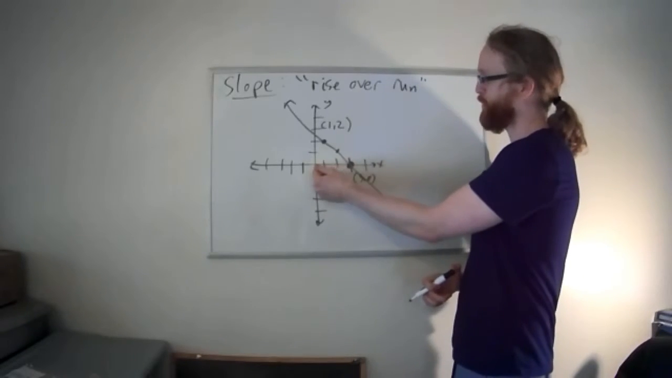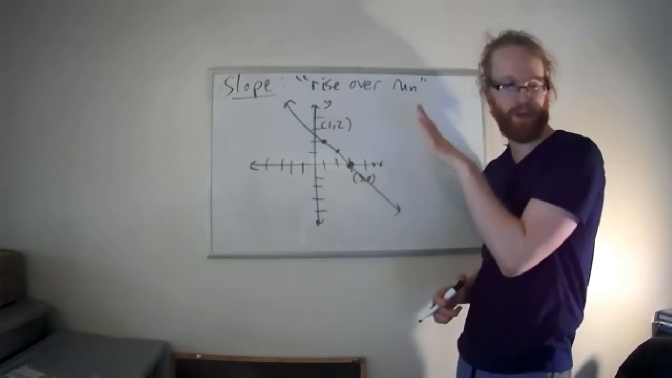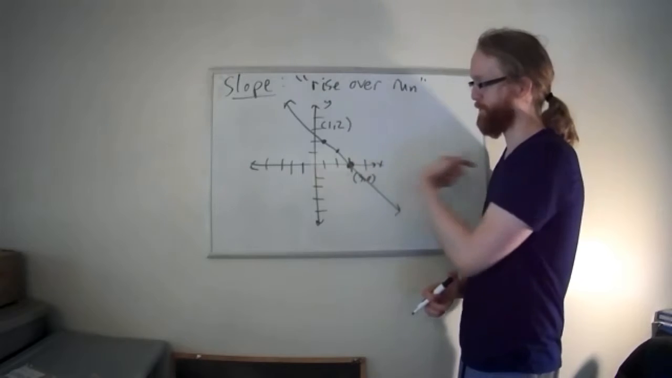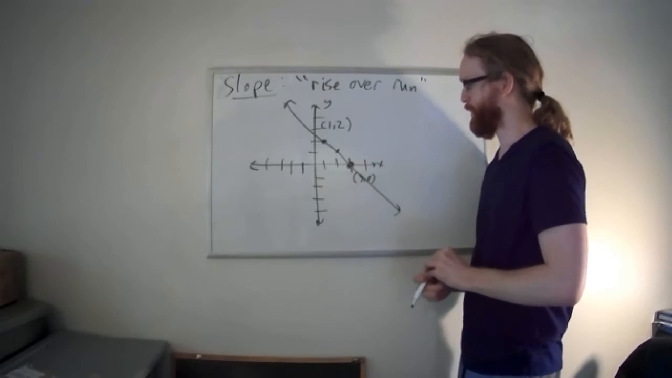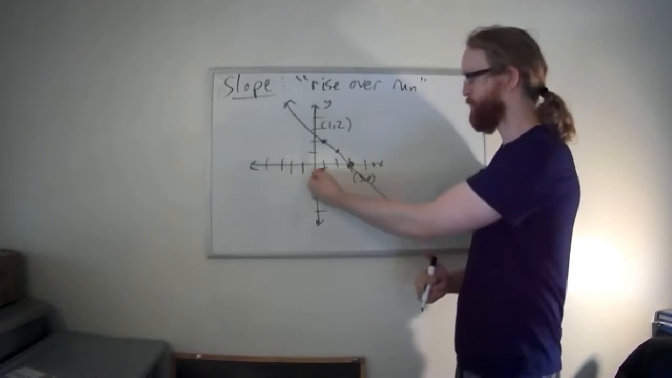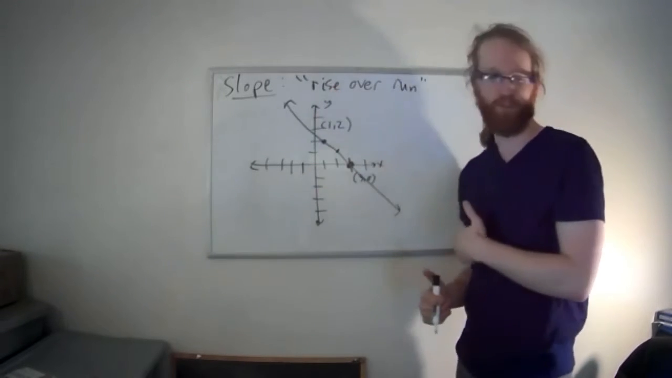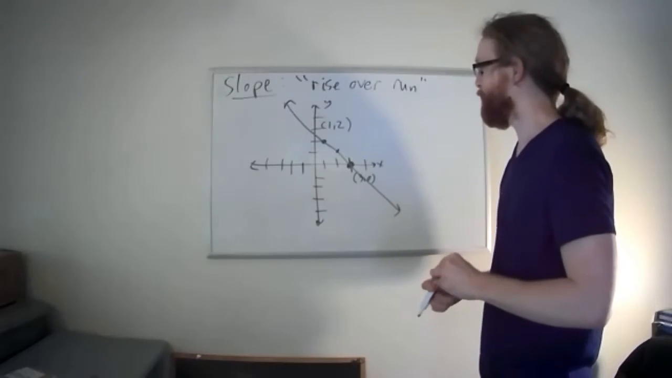So the run is sort of measuring how far did I move to the right, and the rise is measuring how far up or down the line moved as I move to the right. That's what we're capturing here by slope. So as I move to the right, the line moves down, and I want to measure how much it's moving down as I move to the right. That's what we're going to do here.